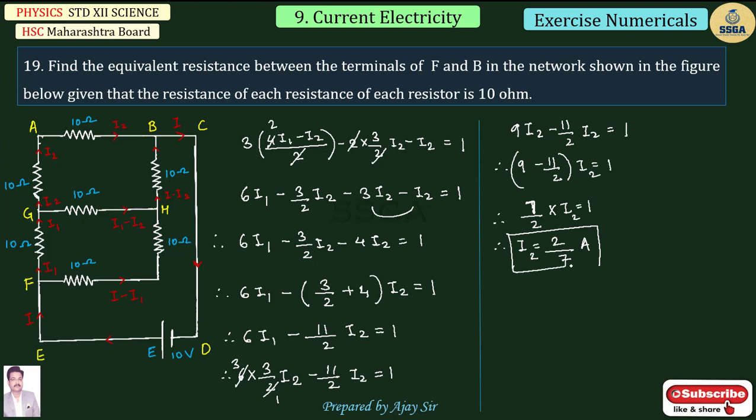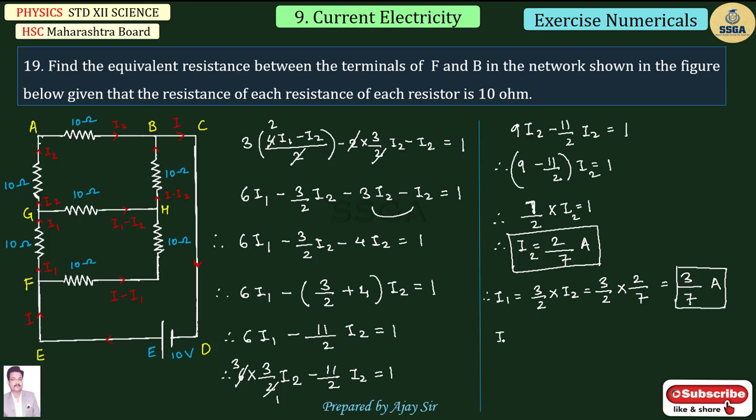So this is the one part we got. We want equivalent resistance. So this is the current I2. Similarly, we want I1. So we can easily find I1, which is equal to 3 by 2 into I2. So therefore this is 3 by 2 into 2 by 7. So 2 gets cancelled, therefore this is 3 by 7 ampere. This is I1.